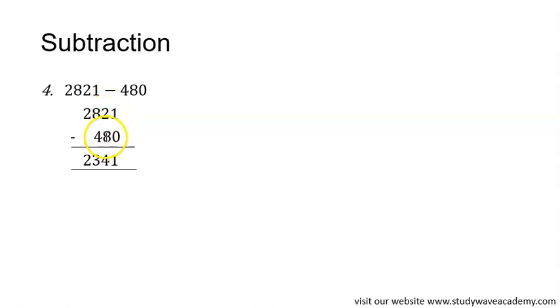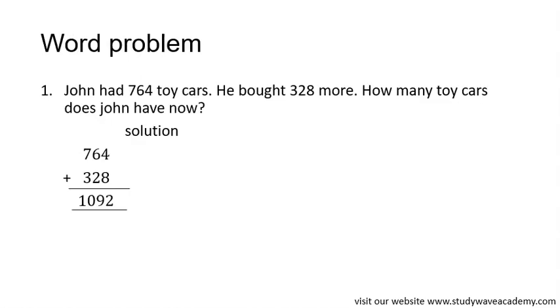12 minus 8 is going to give you 4. You write down 4. Here you are left with 7. 7 minus 4 is going to give you 3. So you write down 3. And 2 minus nothing is 2. So 2,821 minus 480, you are left with 2,341. Okay? Let's look at word problem in solving addition and subtraction.